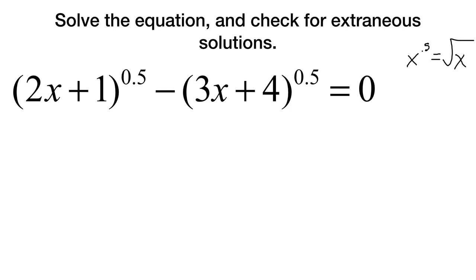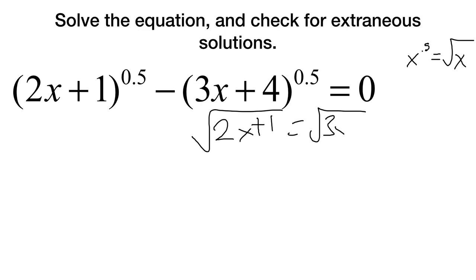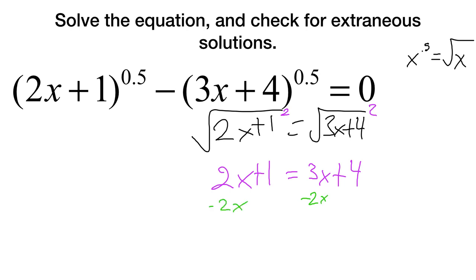Our first step is move over the 3x plus 4, at which point we get the square root of 2x plus 1 equals the square root of 3x plus 4. At which point, square both sides. 2x plus 1 equals 3x plus 4. Subtract 2x from each side. 1 equals x plus 4. Subtract 4, subtract 4. Negative 3 is the same thing as x.